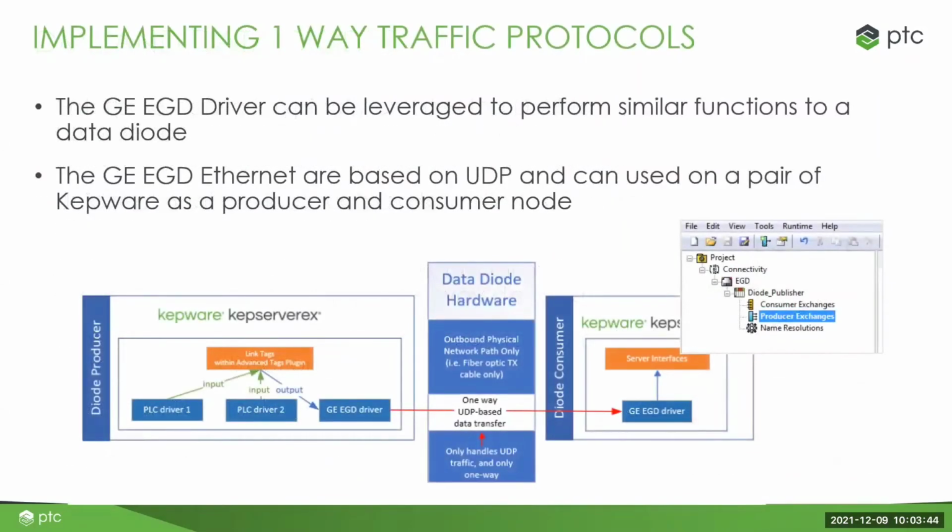If you're not using a data diode, however, you need to implement a one-way traffic protocol. This is our recommendation: you can use the GE EGD protocol to achieve this. GE EGD Ethernet is a producer-consumer-based protocol with UDP transport, which means the traffic is one-directional. However, there are some limitations, because, for example, the string data type is not supported, so you need to be careful of that. This is one of the ways you can use a pair of Kepware to implement one-way traffic.